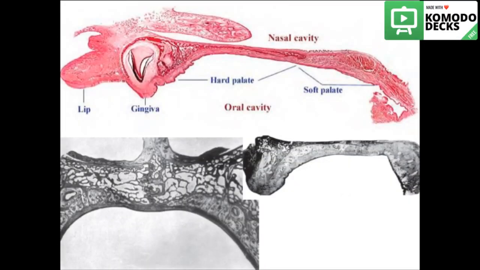A cross-section moving from the lip, the gingiva, the hard palate, and the soft palate. This site is the keratinized epithelium, and then we find the bone layer and another respiratory epithelium on the side of the nasal cavity.